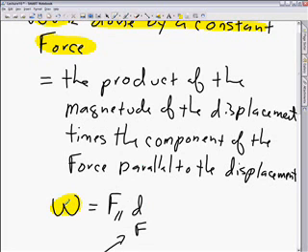When we write that out, we write it like this. The work, which is a capital W, is equal to the force parallel times the displacement. All right? So what do we need? How does this work?